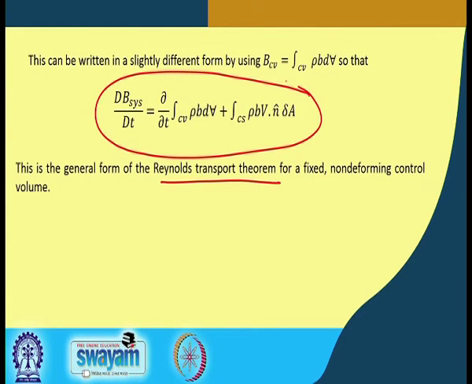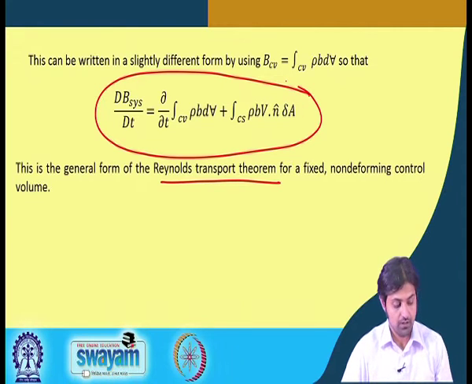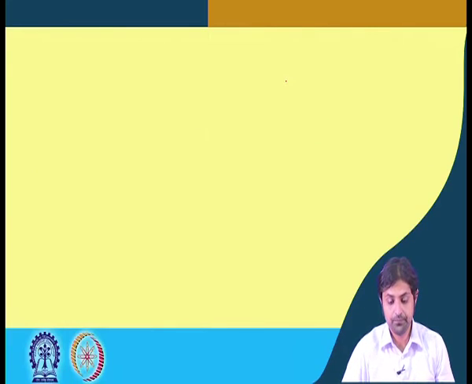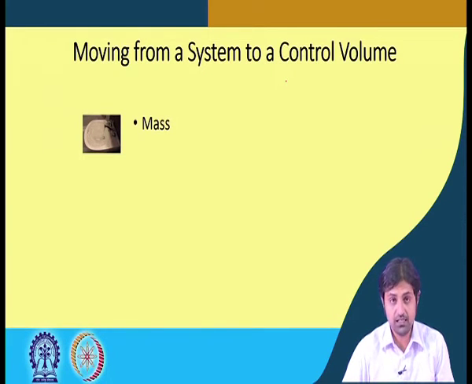And now in the upcoming lecture and slides, what we are going to do is we will apply this Reynolds transport theorem for derivation of different conservation equations. Okay. So now we are moving from a system to a control volume. So we will see what's going to happen when we apply B system to mass.